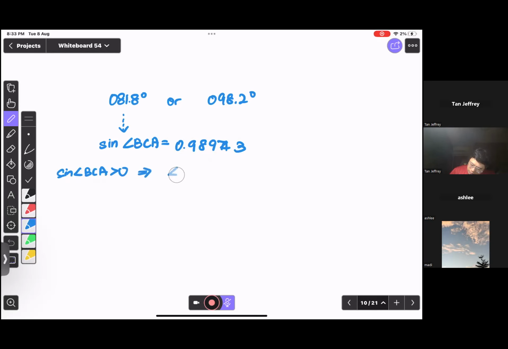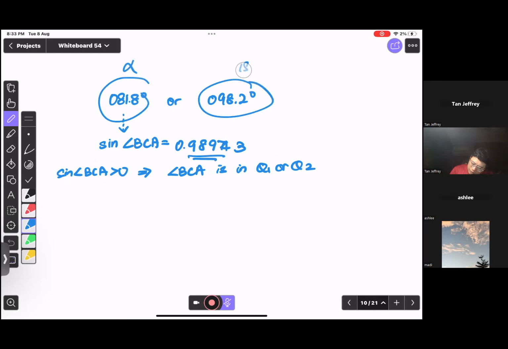Since sine BCA is positive, that means BCA is in quadrant 1 or quadrant 2. So you need to check. This is positive, so it can be alpha, or it can be 180 minus alpha. That's why you have two answers. So it could be in two quadrants, so you have to find both of them. Correct. Be careful, because it's also part of a triangle. You must make sure that it makes sense.